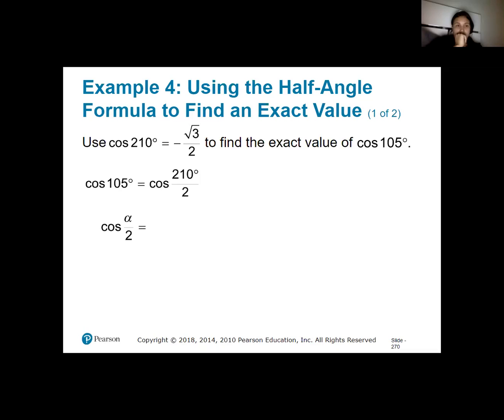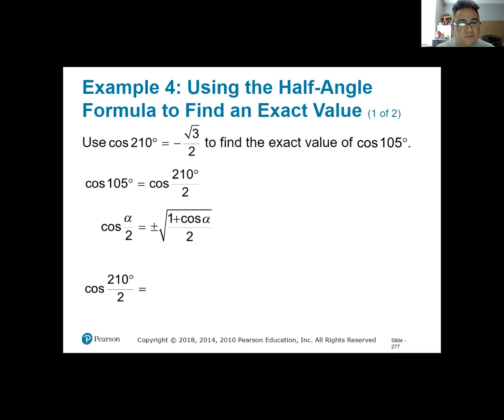But cosine of alpha over 2 is equal to what again? Plus or minus the square root of 1 plus cosine of alpha over 2. Very good. Good, Alyssa. So now we can apply this idea here, right? So cosine of 210 over 2 is equal to, is it going to be plus or is it going to be minus? What's going to go there?